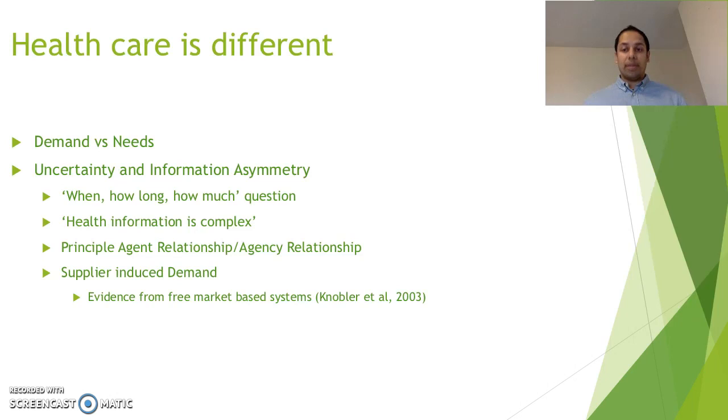However, this has some drawbacks as well. For example, the supplier-induced demand. In the case of a free market based system, where the doctors are motivated to make profit, they might end up prescribing more drugs than necessary, or offering more treatment than would be necessary. So the evidence has shown that in free market based systems, for example in the US or even in some developing countries, doctors have been prescribing more than in a country where there is no market-based healthcare.